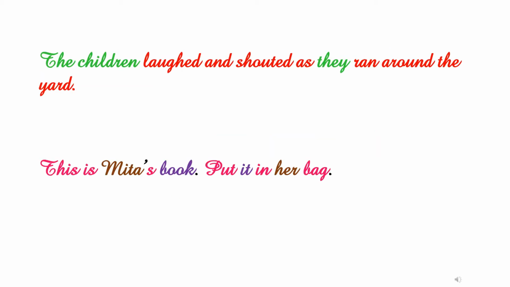See two more examples. First, the children laughed and shouted as they ran around the yard. Here, children is the antecedent of the pronoun they. In the second sentence, this is Mita's book, put it in her bag. Here, Mita is the antecedent of the pronoun her and book is the antecedent of the pronoun it.